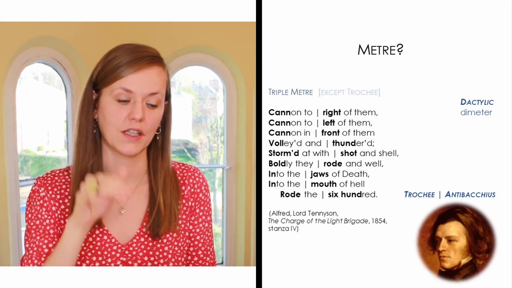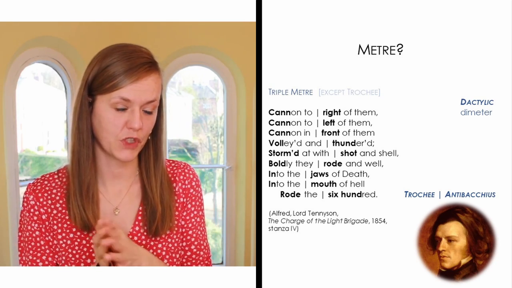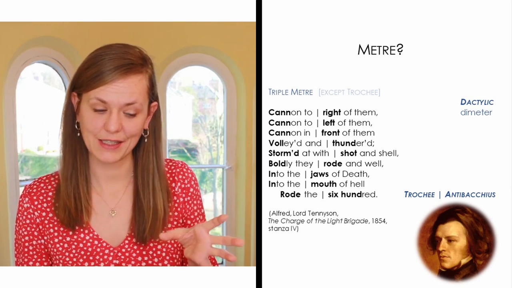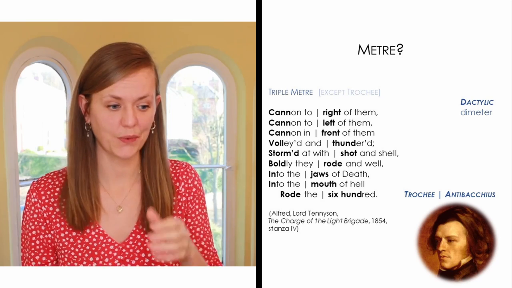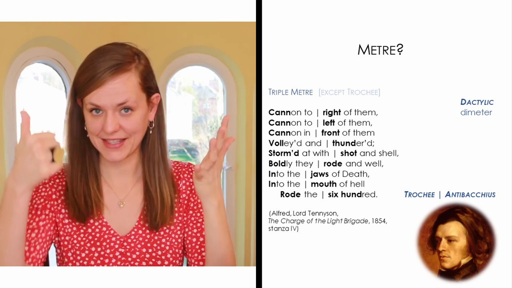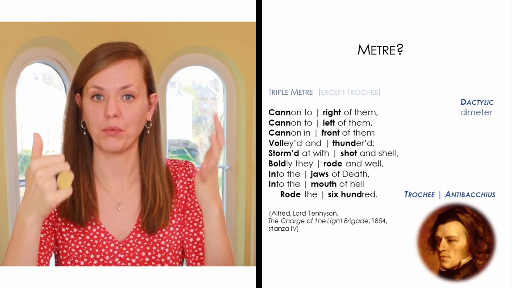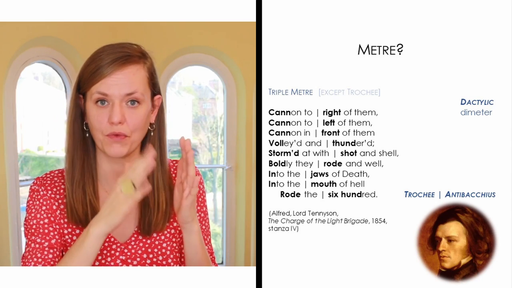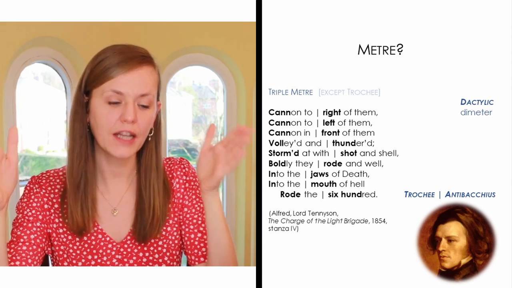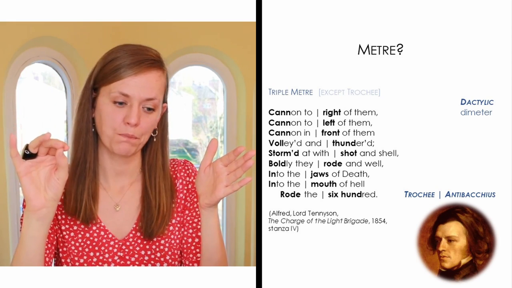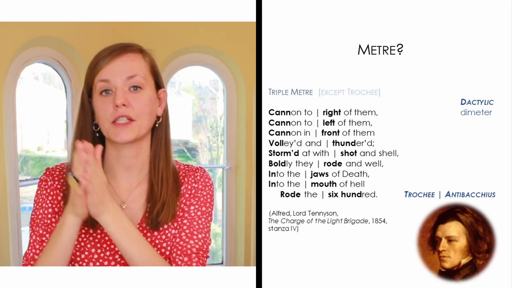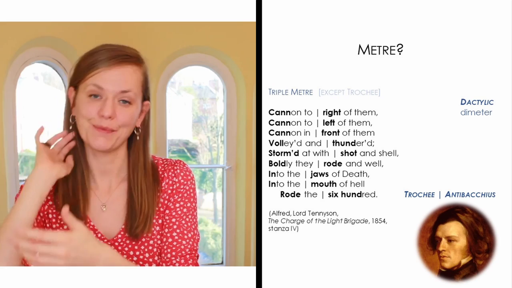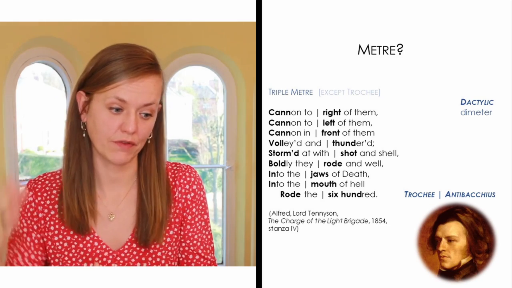So the emphasis is at the beginning of each metrical foot, so it's dactylic. And it's dimeter because there are six syllables per line, so into the jaws of death. So there are six syllables per line. Each metrical foot is trisyllabic, so it's got three beats in it. So six in the overall line divided by three because it's in triple meter, so it's trisyllabic, which makes two metrical feet per line, which makes it dimeter. So dactylic dimeter for the vast majority of the stanza.